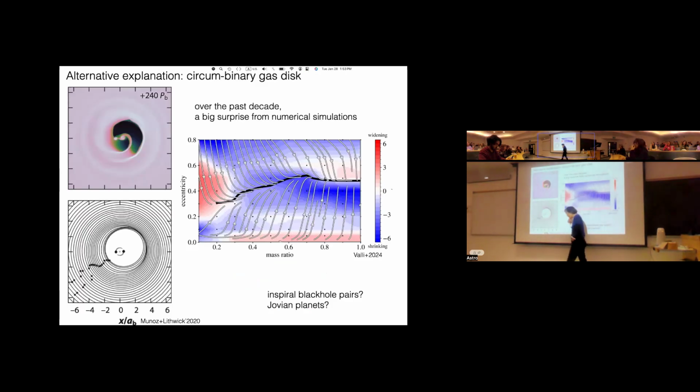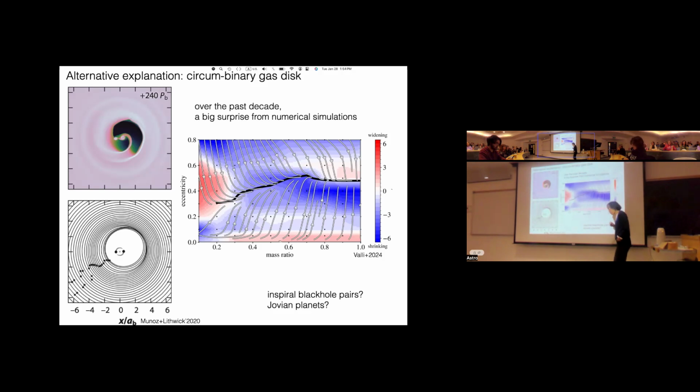This is my last science slide. Unfortunately, things are not so simple. This is another piece of physics that came in to complicate the picture. Over the past decade, there have been lots of numerical simulations which turned up surprising results. I think some of you joked to me before that there's nothing new in numerical simulation, everything we know from analytical theory. Okay, this is a counterexample.